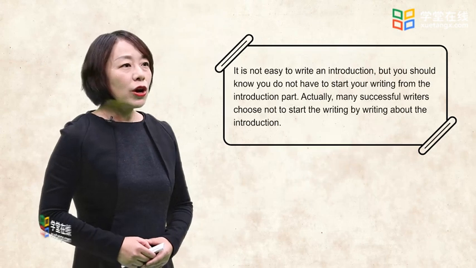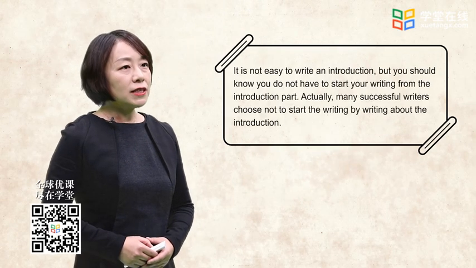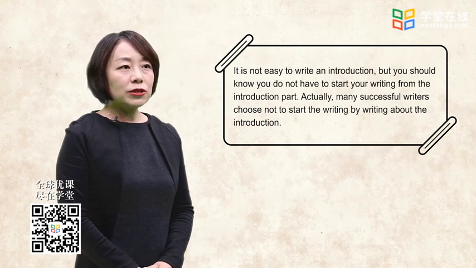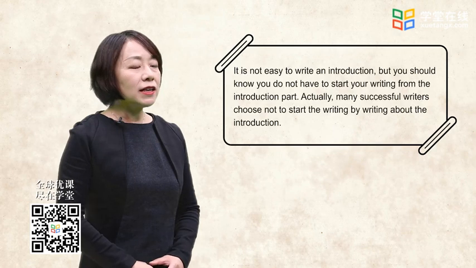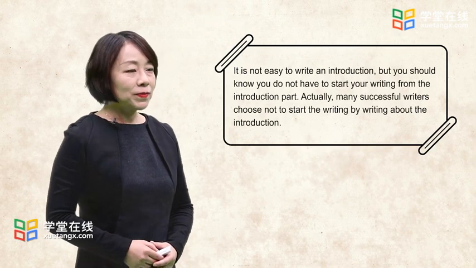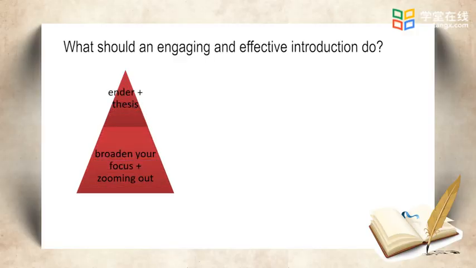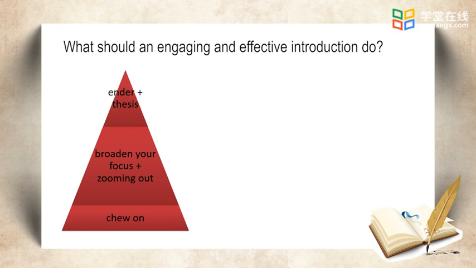It's not easy to write an introduction, but you should know you do not have to start writing from the introduction part. Actually, many successful writers choose not to start the writing by writing about the introduction. Writing about the conclusion is not easy either. Many students do not know what to put in the conclusion, since it seems all the things have been mentioned and all the words have been said. Again, we can use a triangle to show the general structure of the conclusion.